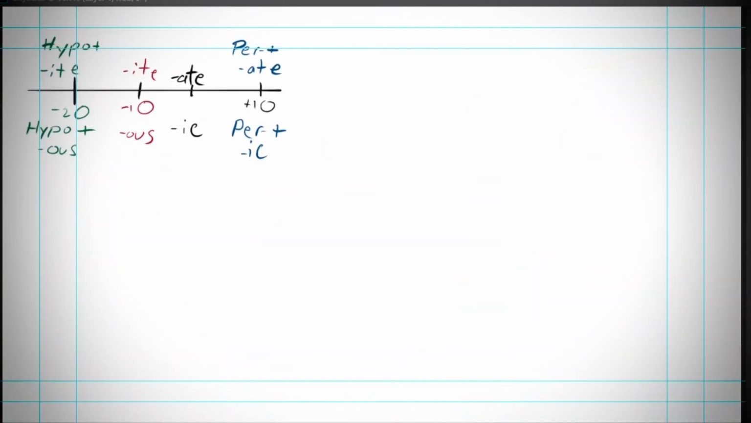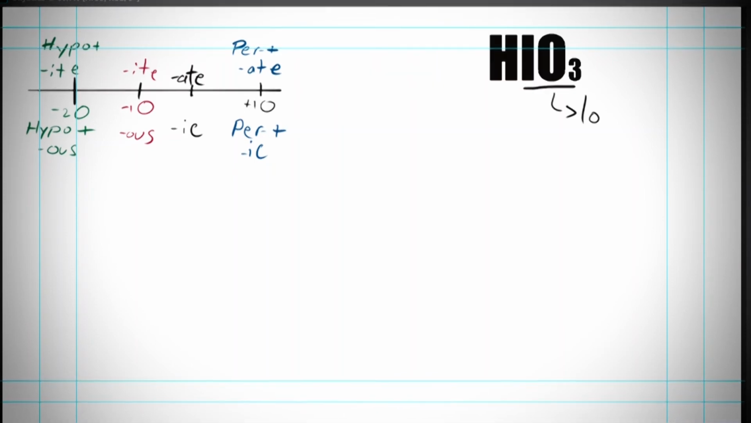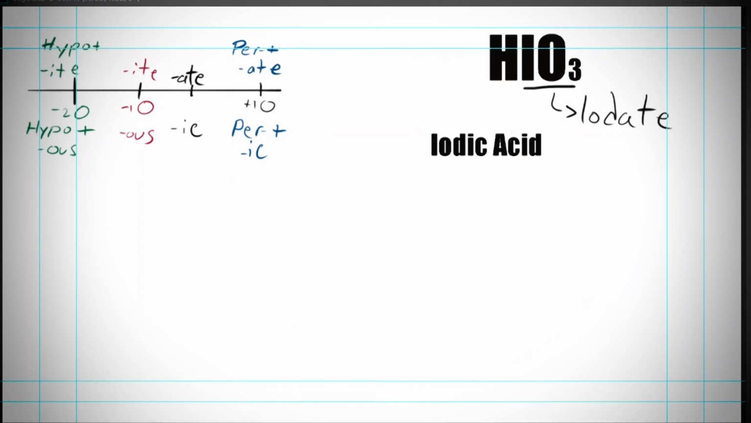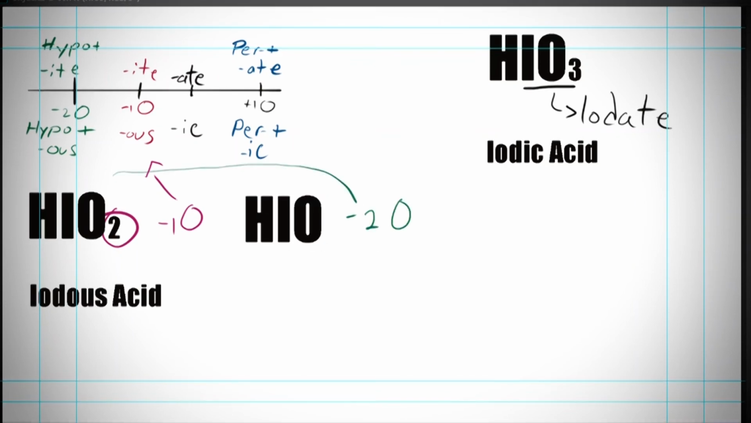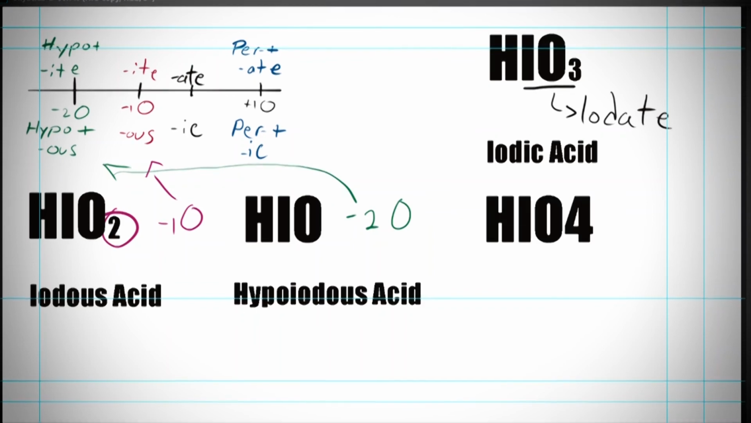Let's have HIO3 as another example. The name for IO3 is iodate. So HIO3 is iodic acid. HIO2 has one less oxygen than iodic acid, so it will become iodous acid. HIO has two fewer oxygen atoms than iodic acid, so it is hypoiodous acid.